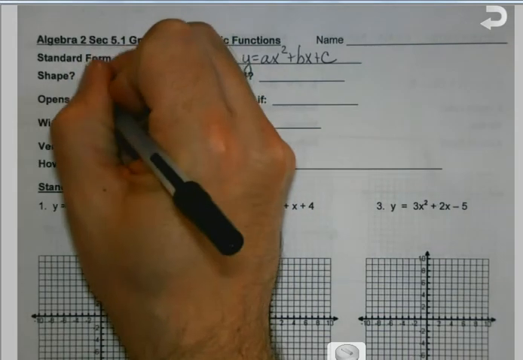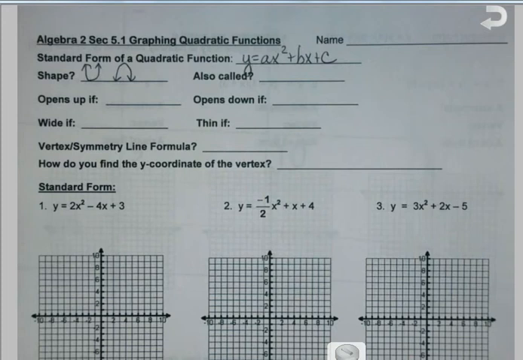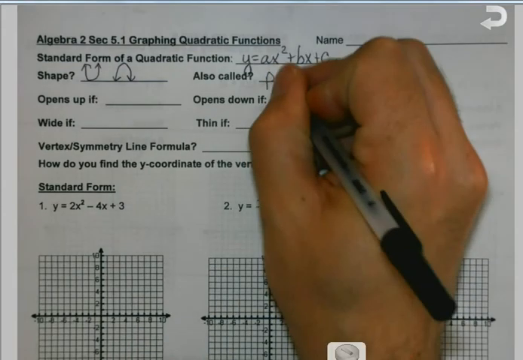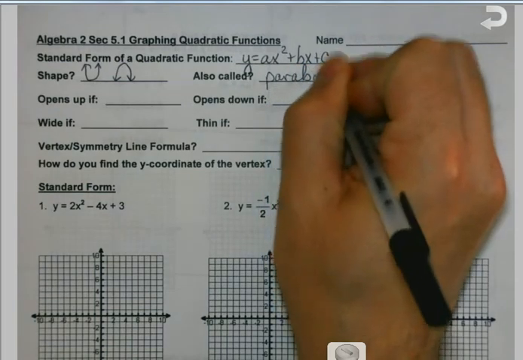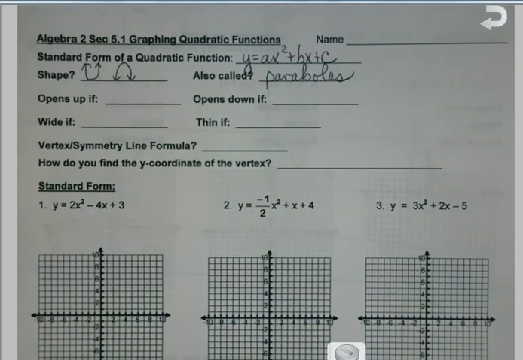So, what's this going to look like? Well, one of two ways. Our shapes are going to be these funky U shapes. But they actually have a name. We're not just going to call them funky U shapes that open up or down. Anybody know what those U shapes are called? Parabolas. Ooh, I've got more people this hour that knew than before. Okay. So these are called parabolas. So from here on out, no more U-shaped thingies. They are now deemed parabolas.